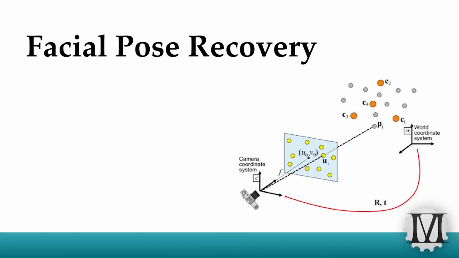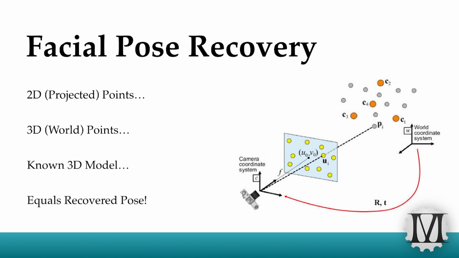From there, if you have your 2D projected points of what was actually seen by the camera, and you have 3D world points, you already know what the points are. Let me say this again. If you already know the points' relationship to one another in 3D space, in real world coordinates, so you have your known 3D model, then you can reverse it with something called a PNP solve and get a recovered position and orientation of that object.